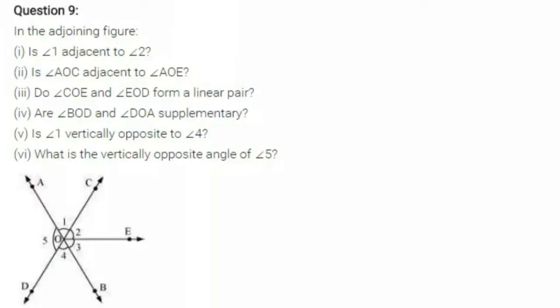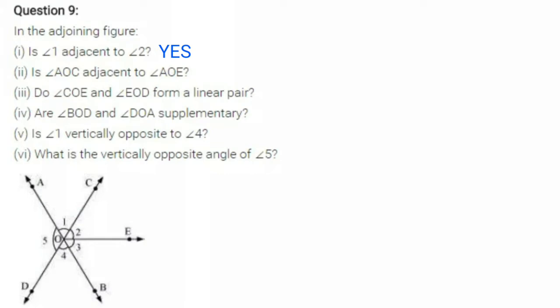Come to your question number 9. In the adjoining figure, is each angle 1 adjacent to angle 2? Your answer is yes, because they have common vertex O, common arm OC, and the non-common arms that are OA and OE are on either side of the common arm. Understand?